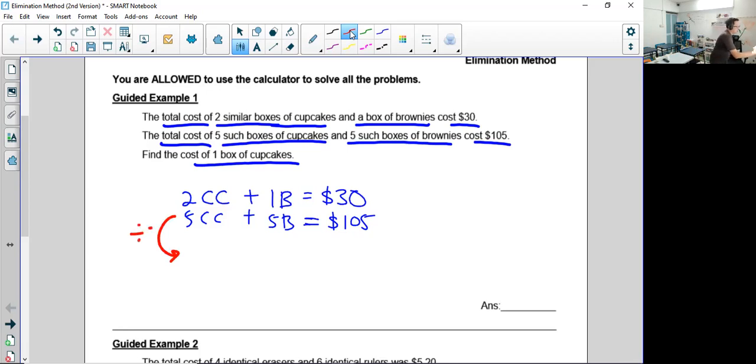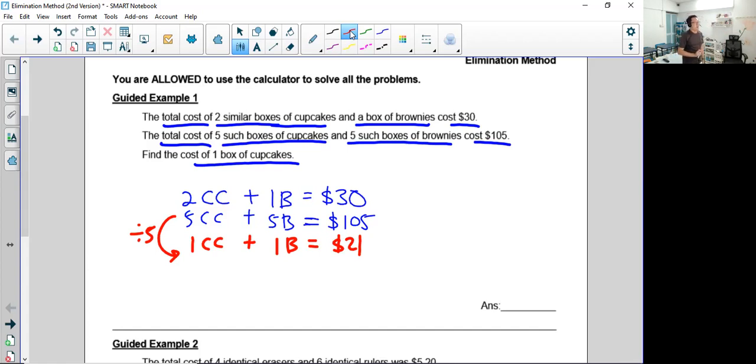So that's one way. We play with the entire statement, and then we will get 1 box of cupcakes and 1 box of brownie, and then you divide by 5. So 105 divided by 5, you will get $21. So that's nothing to do with elimination at this point of time.